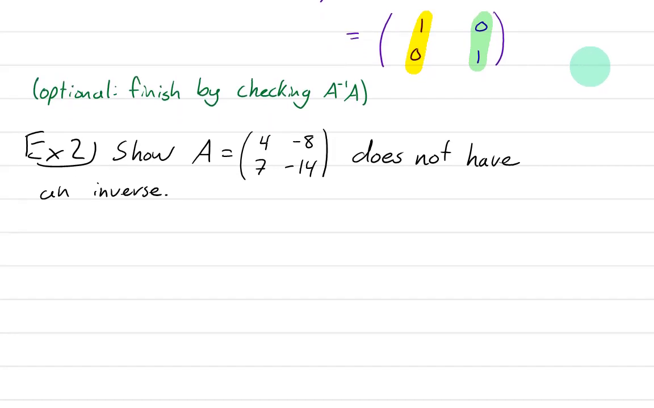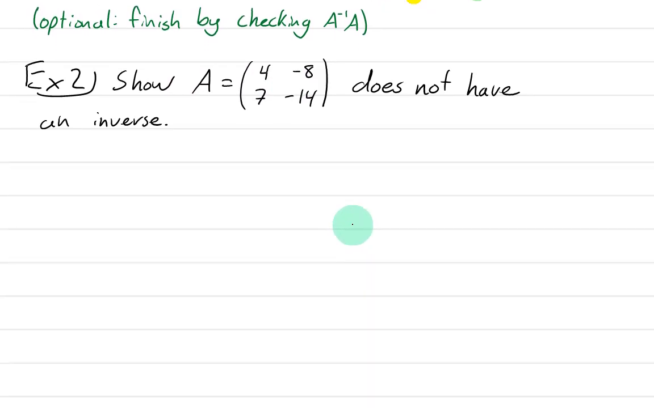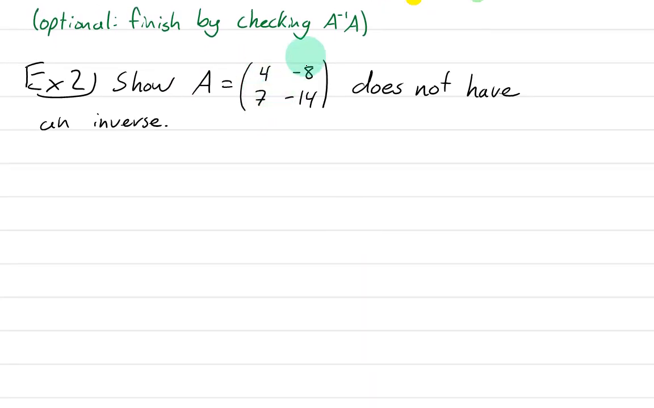Now let's look at this next example here, where A has columns (4, 7) and (-8, 14). The first thing you might notice is that the second column is -2 times the first column. When you have linearly dependent columns like that, it means the matrix does not have an inverse. I want to show why that works here.